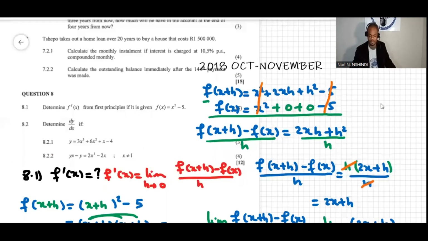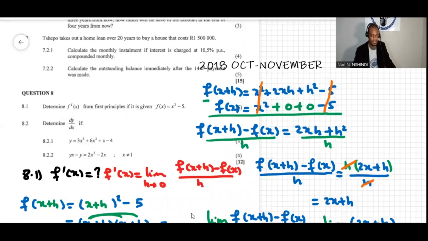Now question 8.2. That was 8.1 and now 8.2. The question says determine dy/dx. 8.2.1 says y equals 3x cubed plus 6x squared plus x minus 4. In this situation, remember, it's a polynomial, so we're going to differentiate each term, following the formula I'm going to write here.